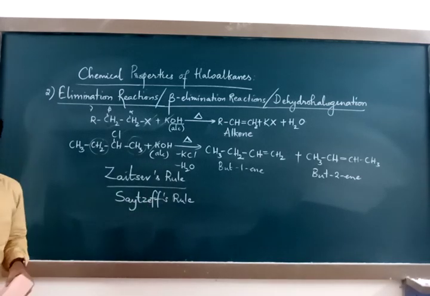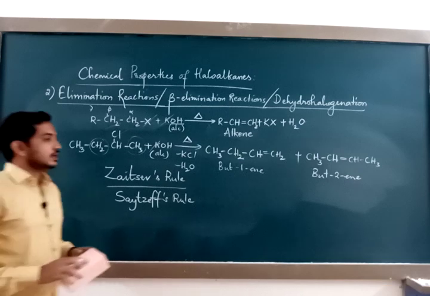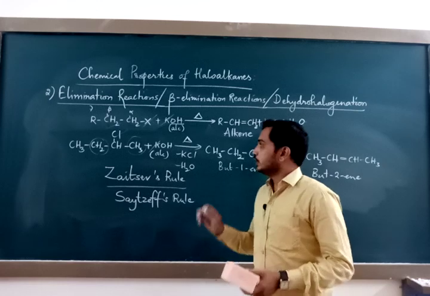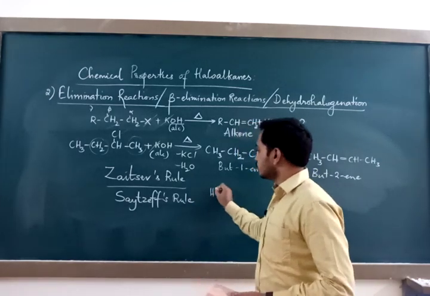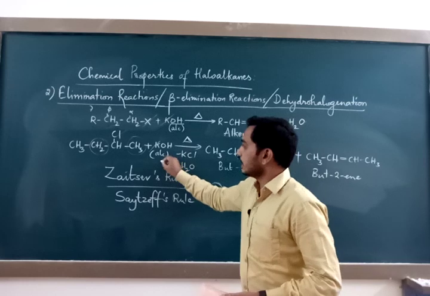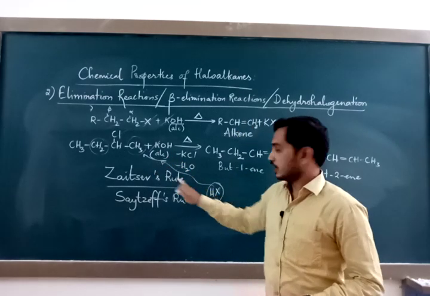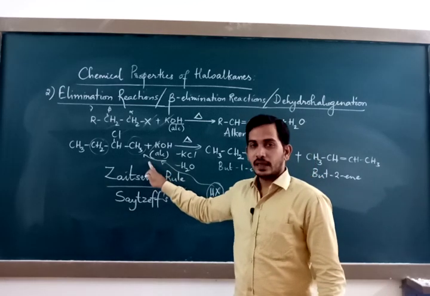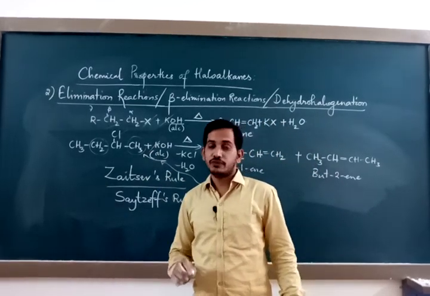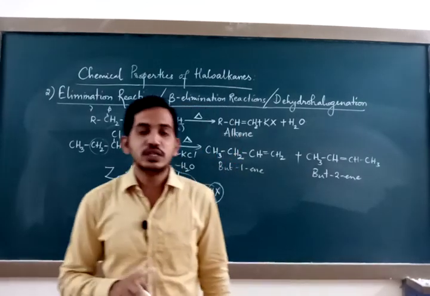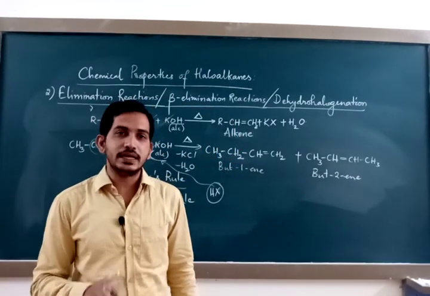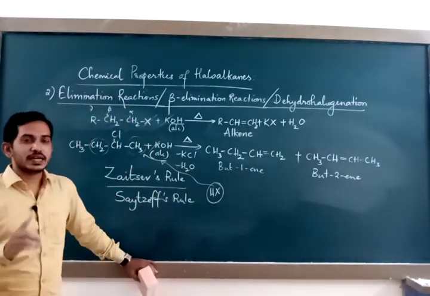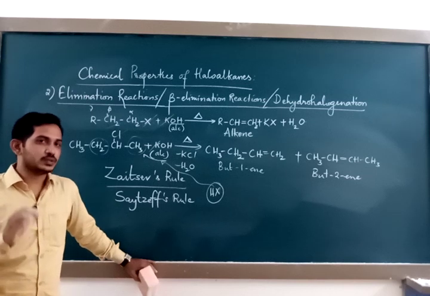What does this rule say? This rule says that during the elimination of hydrogen halide from a haloalkane, hydrogen must be removed from that carbon which contains less number of hydrogen atoms. Hydrogen must be removed from that carbon which contains less number of hydrogen atoms.